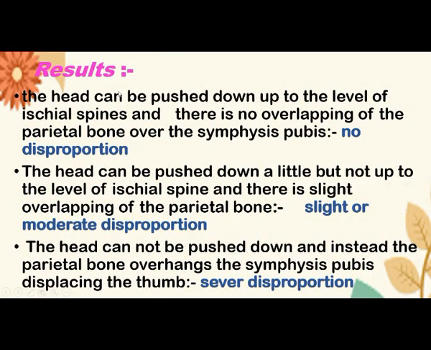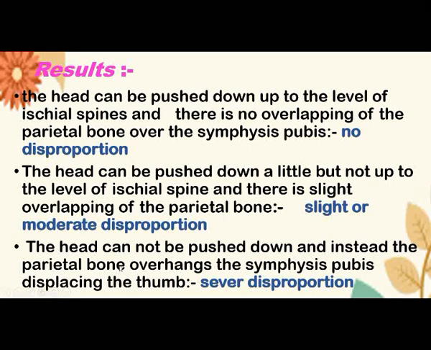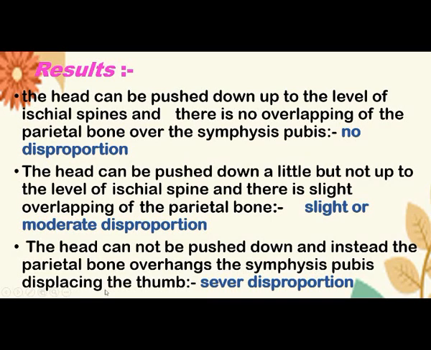So the result: the head can be pushed down up to the level of ischial spines, same as the hand which is placed on the abdomen. So there is no overlapping of the parietal bone over the symphysis pubis, so there is no disproportion. If the head can be pushed down a little but not up to the level of ischial spines, then there is a slight overlapping of the parietal bone. It is a slight or moderate disproportion. If the head cannot be pushed down and instead the parietal bone overhangs the symphysis pubis, displacing the thumb, we already said all this in the abdomen, it is a severe disproportion.